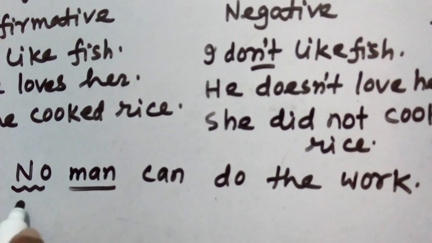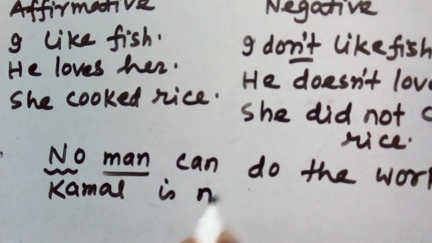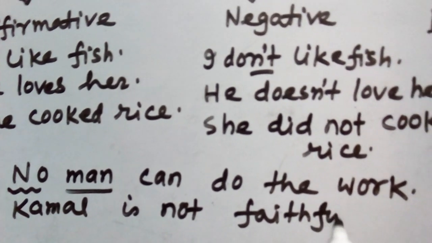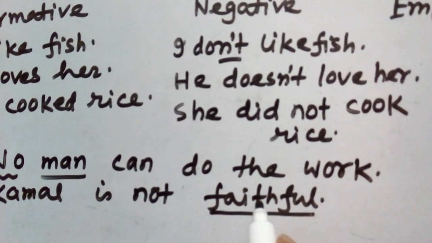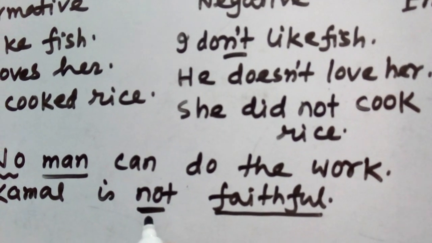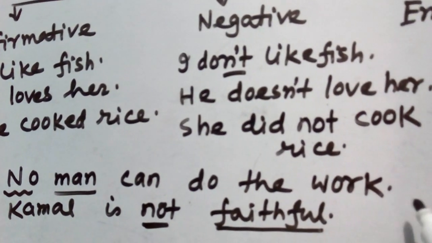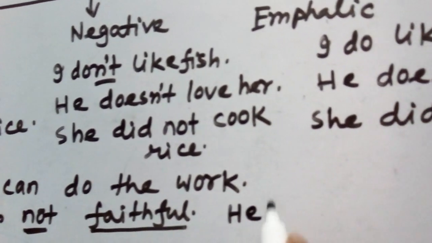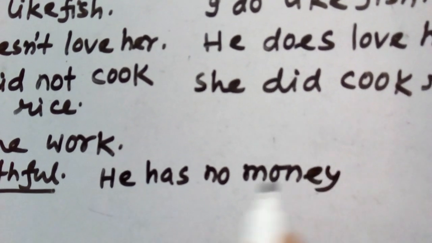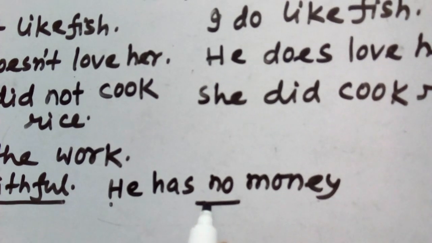If I write another example, Kamal is not faithful. So here adjective, and before adjective that's not would be used, and it can be made into negative sentence. So he has no money. I can write another example. She has no money. So here he has no money. We can make the sentence into negative.